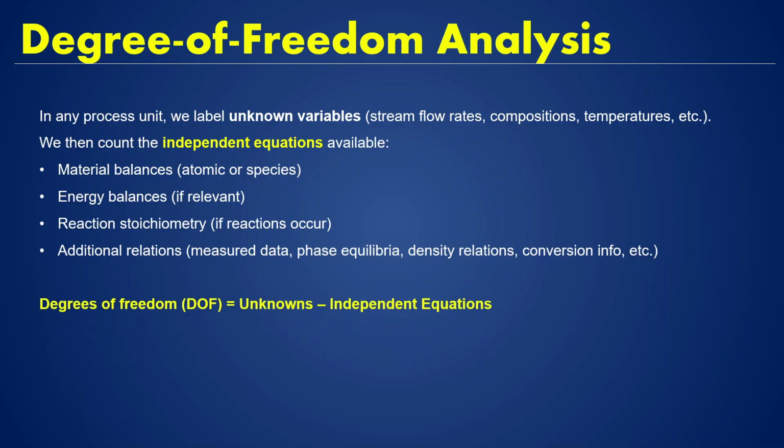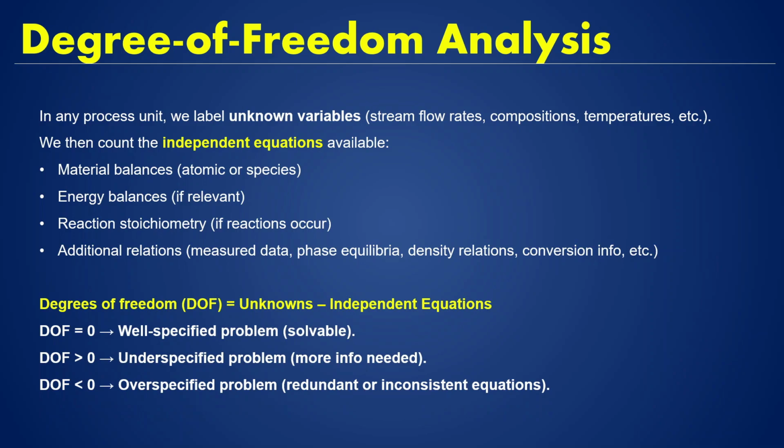Degree of freedom is equal to the number of unknowns minus the number of independent equations. If the degree of freedom is equal to 0, it means the problem is solvable. If the degree of freedom is greater than 0, say a positive 1, it means you cannot really solve the problem and you need extra information.